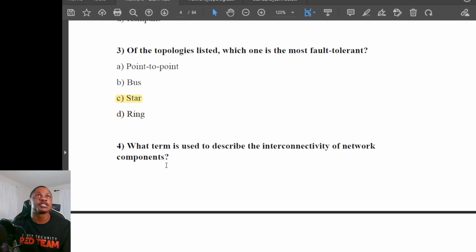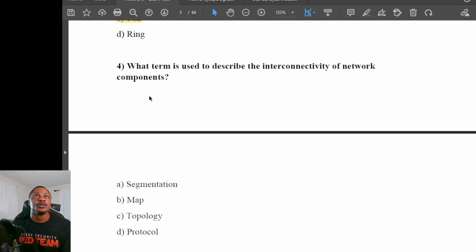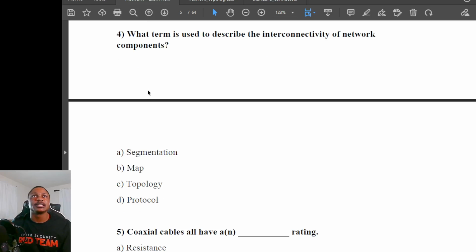So let's move on. Number 4, make sure you guys can see that. What term is used to describe the interconnectivity of a network component? Segmentation is wrong, because segmentation is when you divide networks into sub-networks, smaller networks. And the map is just a physical or logical placement of your items in a network.